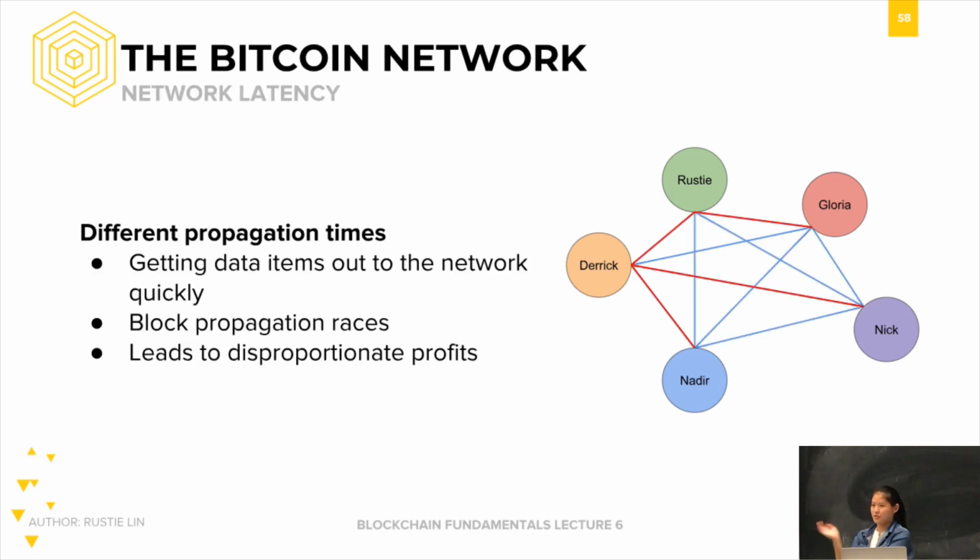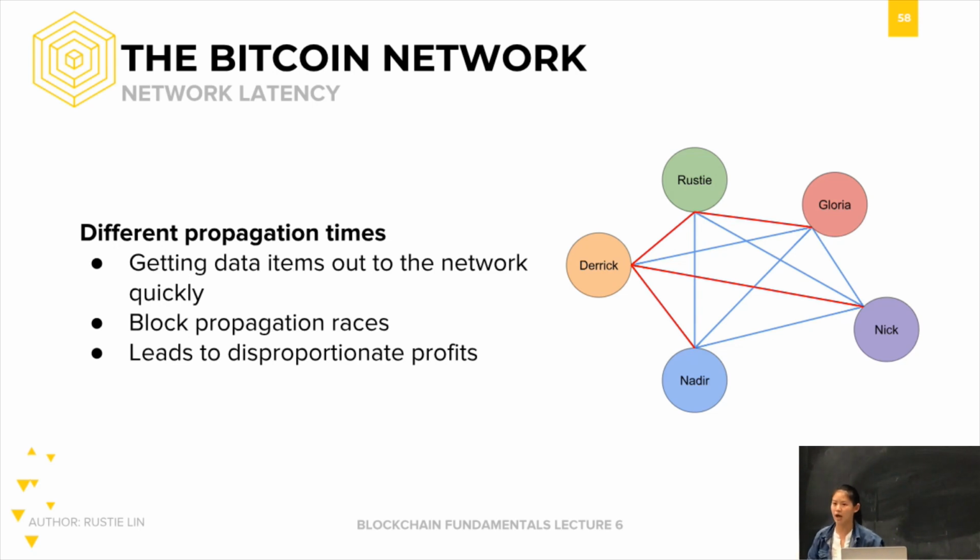To focus on the propagation times problem, the idea is basically you want to get data out to the network as quickly as possible, as we know. If you found a valid block, an honest miner who's not selfish mining is going to send that block out to all of their related nodes as quickly as possible because they want the whole network to accept their block as the new valid block.